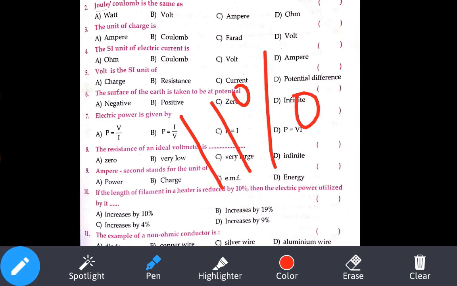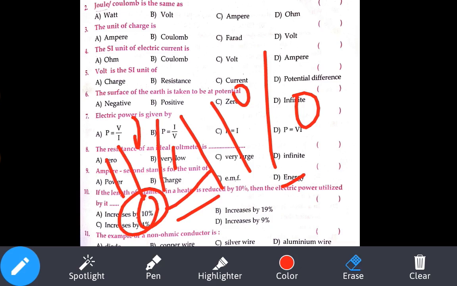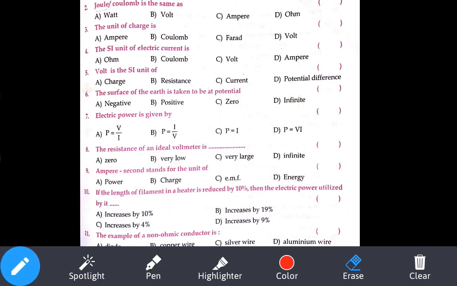11%. Okay. If you see the options we have been given: increases by 10%, increases by 19%, increases by 4%, so it should be increased by 11%. Option number A is our answer. Increases by 11%. Okay, let's see the next question.